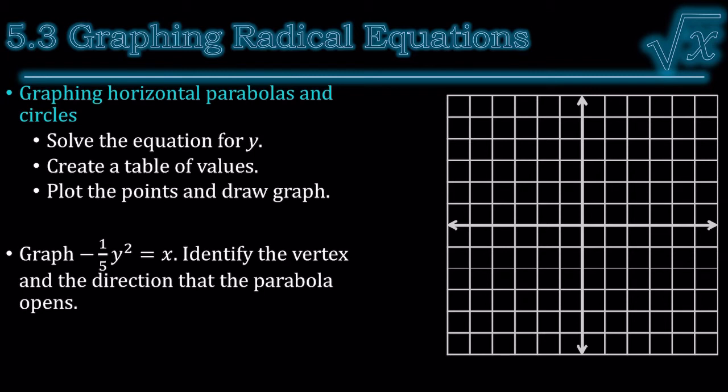So let's graph -1/5 y squared equals x. So I'm going to solve this first of all for y. That's our problem. So the first thing to get rid of is this -1/5, so I'll multiply by a -5. And then I need to get rid of the square, so I need a square root. If you're solving an equation, you square root, you have to remember the plus and minus.